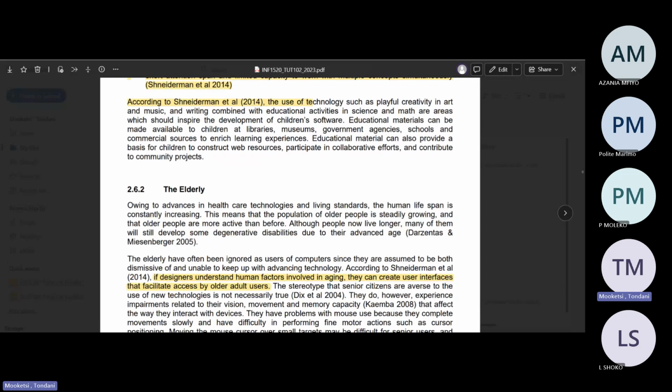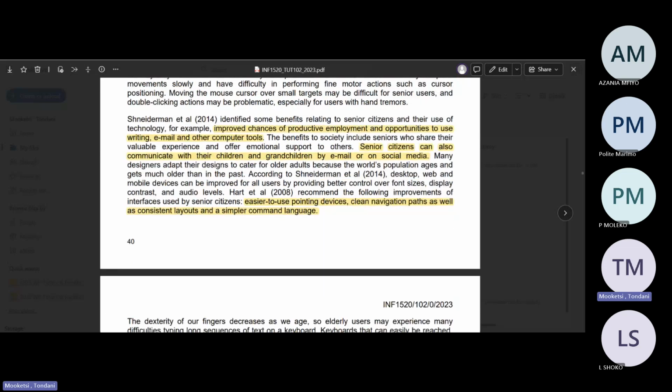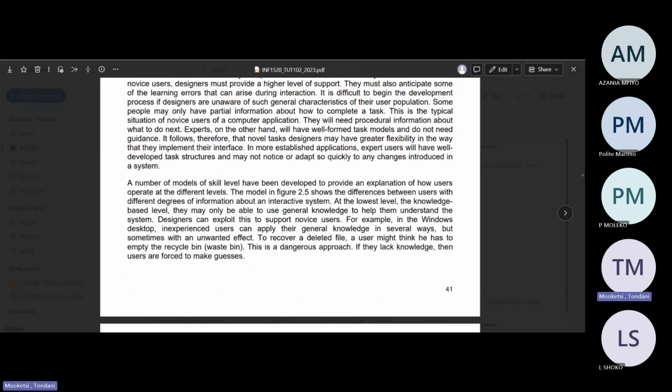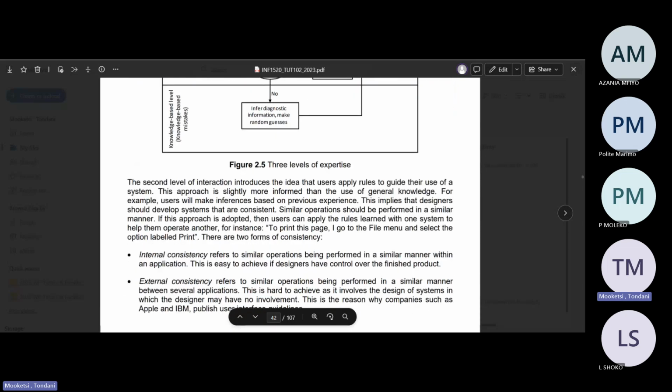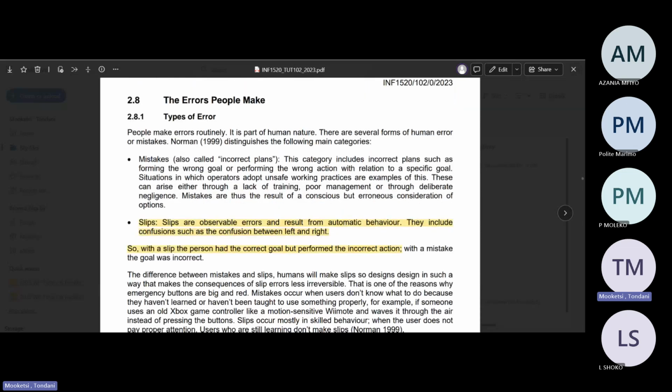Same with the elderly, how aging affects how adult users interact with interfaces. So you can go and read about that. The section about expertise, it is not important. I have not seen a question about that, but they like to ask questions about sleeps. So 2.8, the errors that people make, you need to go and read that section.